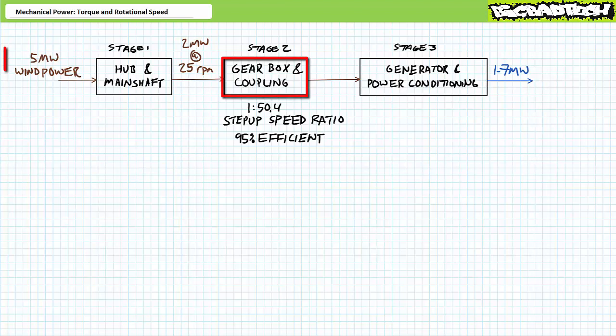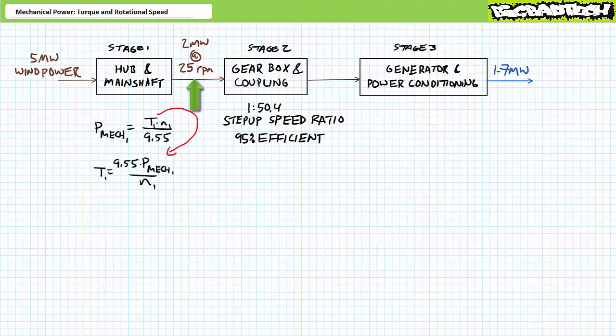Let's say at 12 meters per second, the hub is exposed to 5 megawatts of wind power, of which only 2 megawatts is transferred to the gearbox. Let's say the hub spins the main shaft at a relatively relaxed rate of 25 RPM. The gearbox is known to have a 1 to 50.4 step-up ratio with respect to speed and has an efficiency of 95%. We're being asked to determine the torque of the main shaft, as well as the torque, power, and rotational speed of the gearbox output shaft. First, let's determine the torque exerted by the main shaft.